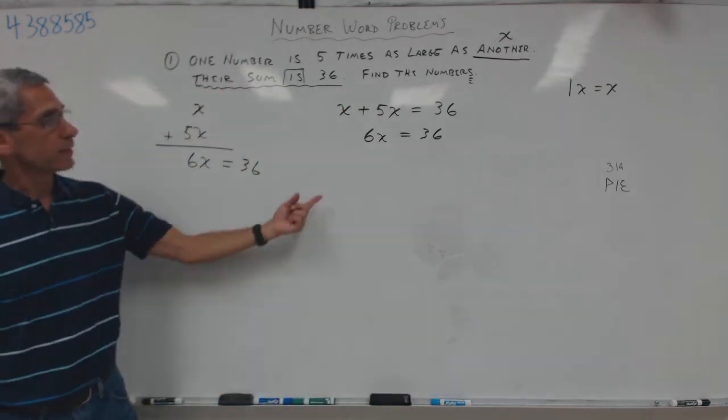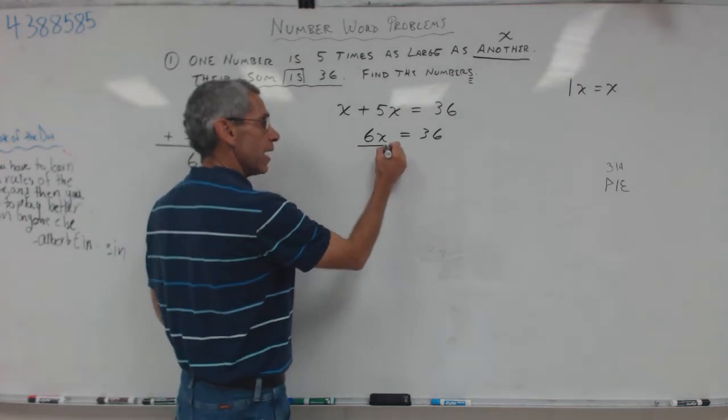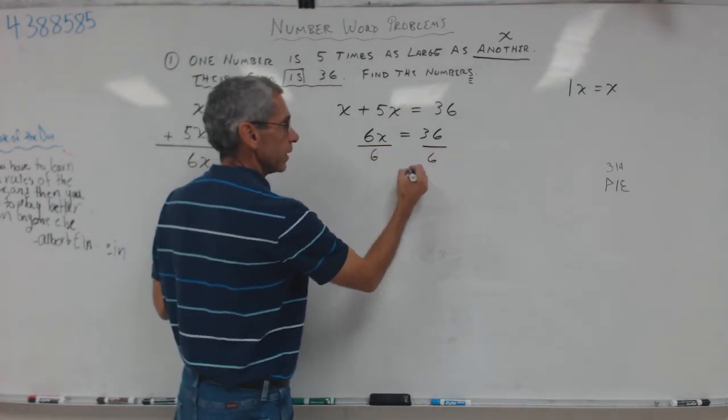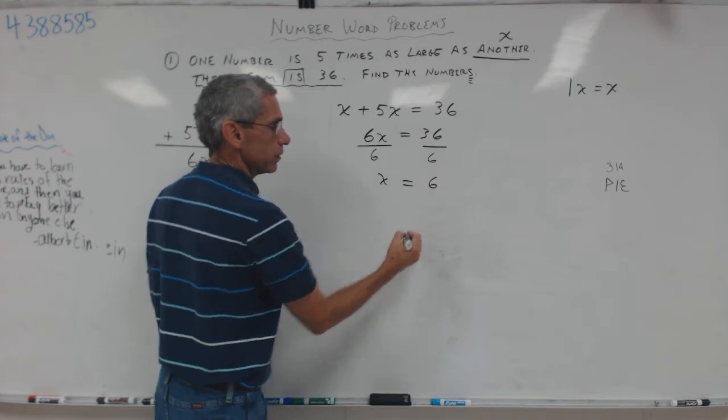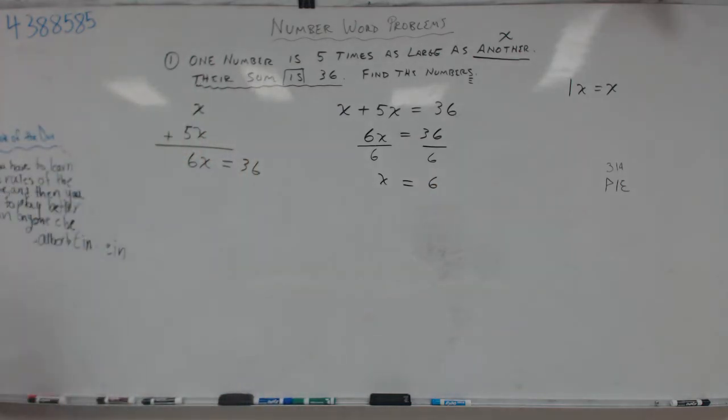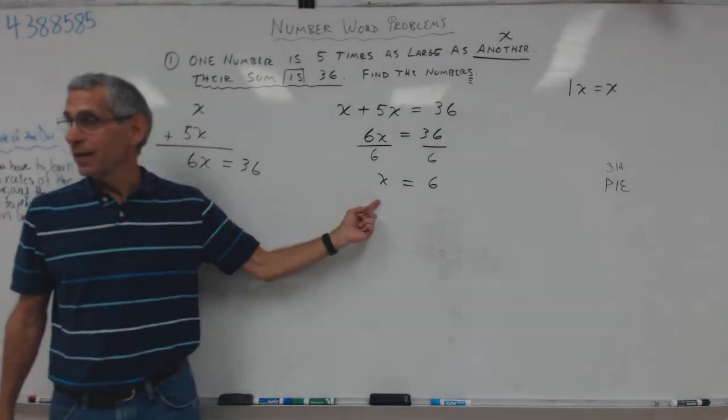So I have 6x equals 36. Now I want to divide by 6, and I get x equals 6, right? Yes? Okay. So now am I done?